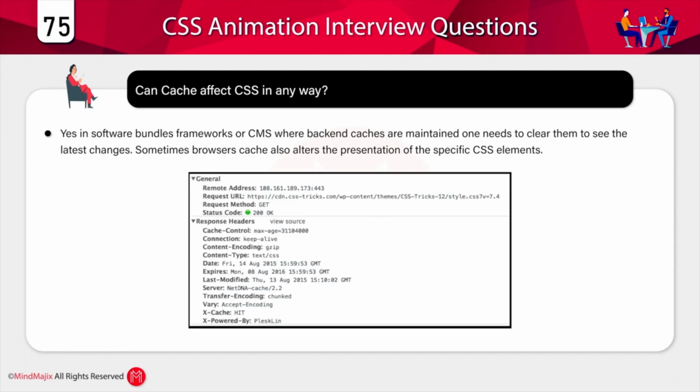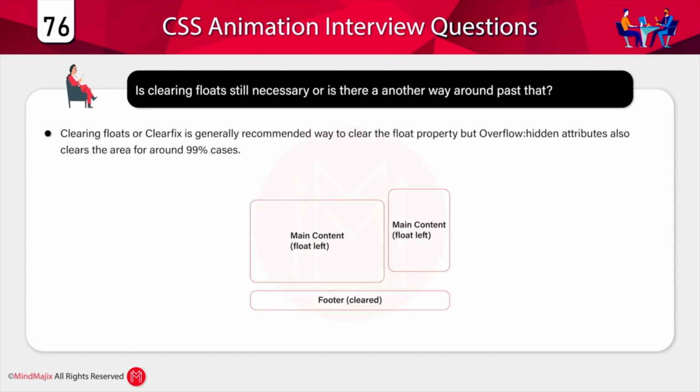Is clearing floats still necessary, or is there any other way around it? So for clearing floats, clearfix is the generally recommended way to clear the float property. But the overflow property with the value hidden also clears the float in around 99% of cases.